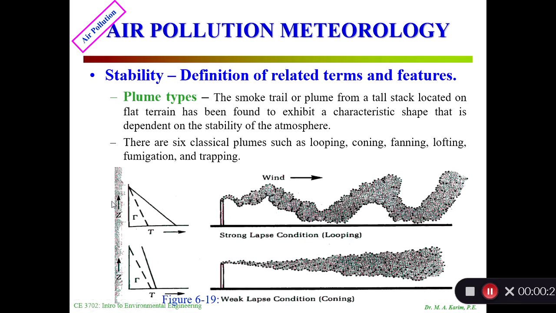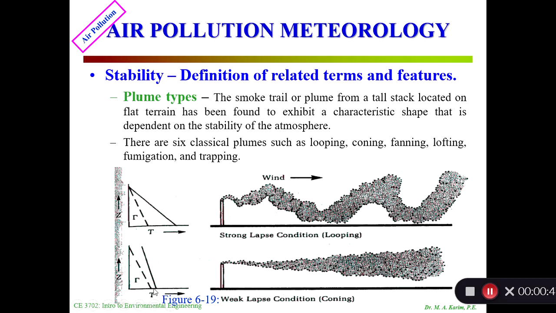So the plume types, there are six different types of plumes. The first one looks like the temperature decreasing with elevation. In this case, it is good for us at some point, and it's called the strong lapse condition. You see the pollutants coming here, going up. This area is safe, this area is not safe, this area is not safe. Maybe there is inversion happening in this area and in this area.